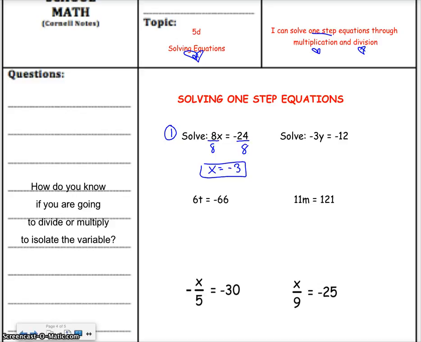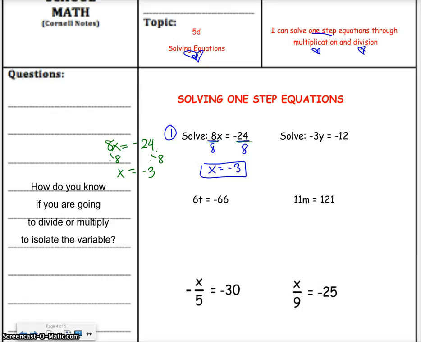I want you to take note how I showed division. I did not show division with a division symbol. I showed division with a division bar. Notice how messy it looks when you show it with a division symbol. I mean, it's still equivalent, however, it's not age appropriate. You need to show division with a division bar when you're doing algebra.